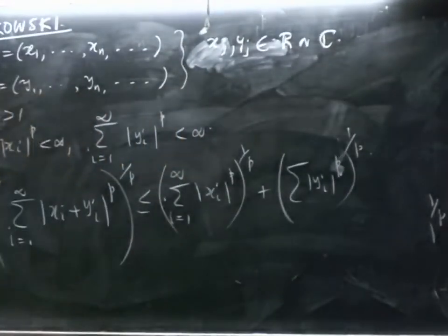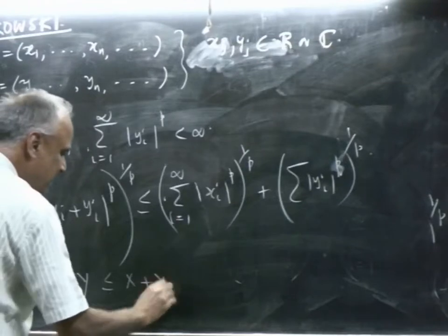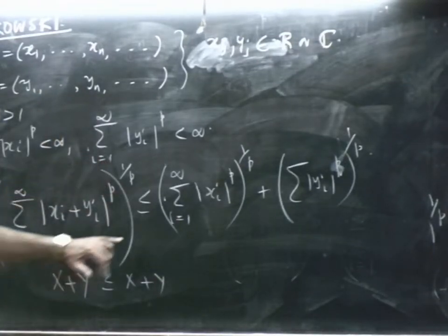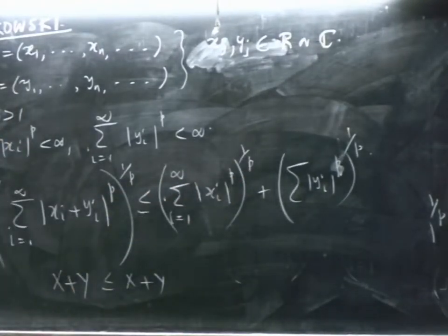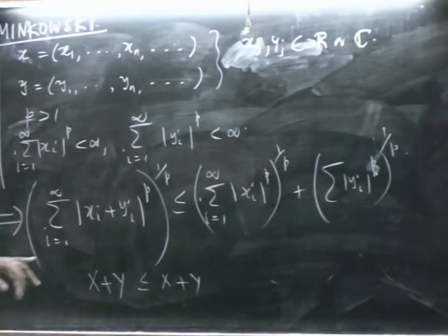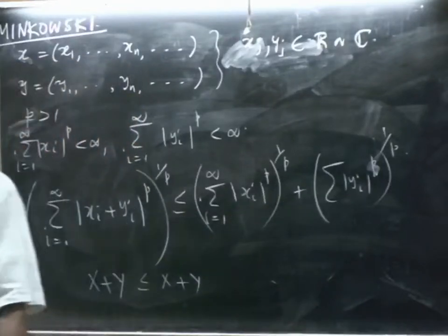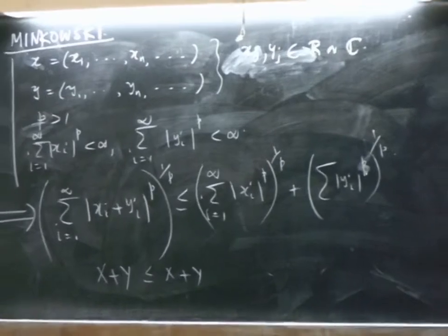Now, with that notation, we can simply say x plus y. This is for the vector x plus y. This is for the vector x. This is for the vector y. For the vector x, I wrote |xi|^p to the power of 1 over p. For the vector y, I wrote |yi|. And for the vector x plus y, I'll have to write xi plus yi. This is roughly the idea. Okay. So, that is the general Minkowski.